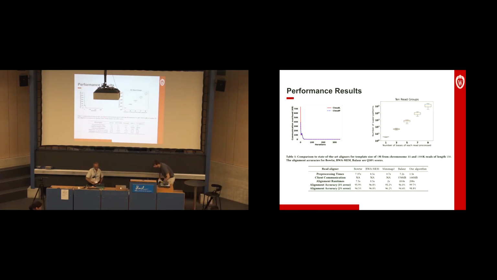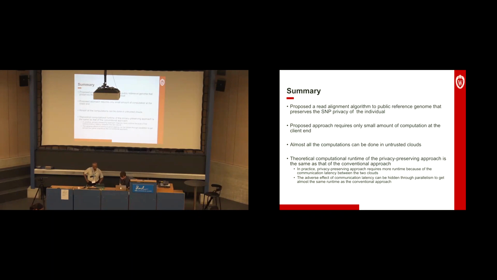Right? And with that, I just want to summarize by saying that we have an approach to do read alignment in a 2-cloud system that completely protects your SNPs, so that individuals' privacy can be protected for a wide range of applications, genetic testing, ancestry, and so on. I'll stop there and answer other questions. Thank you so much, Parmesh.